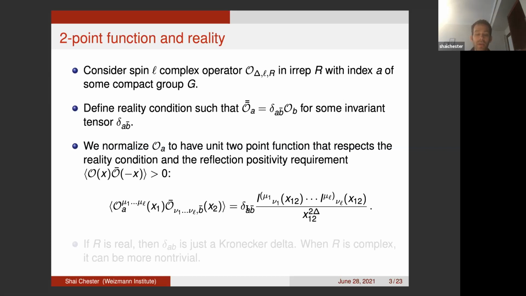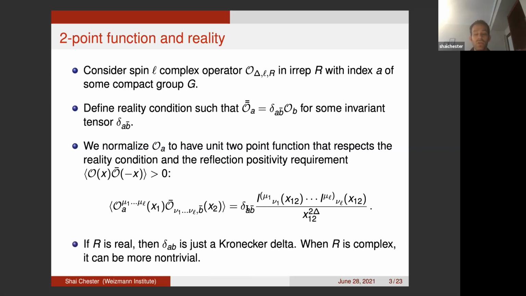I should note that when the representation is real, then usually you can just choose this invariant tensor to be a Kronecker delta, as it looks like. But when the representation is complex, there can be cases when it's more non-trivial. Sometimes maybe it'll actually be an epsilon tensor, for instance. So it's not always just a Kronecker delta. But this is completely decided by the reality condition, so that's not something you have to choose.